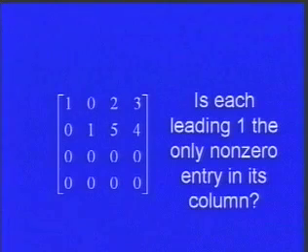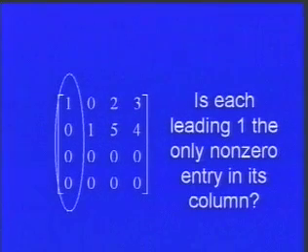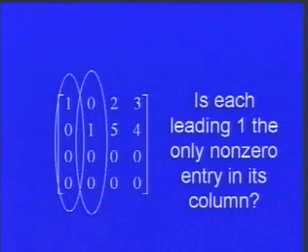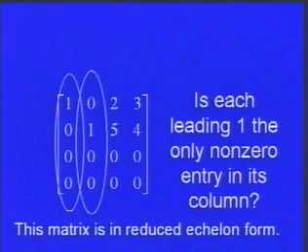Is each leading one the only non-zero entry in its column? Well, let's check. We have to go to the places only where we have leading ones. If you happen to have a 1 somewhere else, it's not a leading 1. You don't care about that particular column. Okay, but I see in that first column I had a leading 1, and yes, it's the only non-zero in its column. In the second column, I also had a leading 1. It's the only non-zero in its column. Yes, so this matrix is in reduced echelon form.